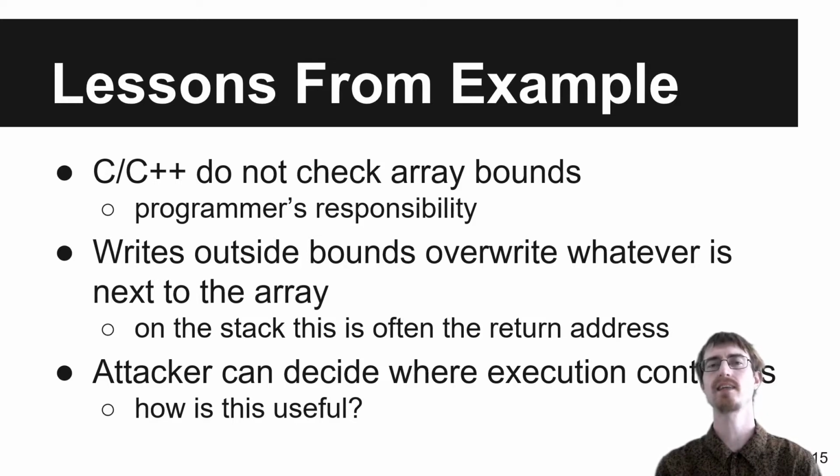So if we're going past the end of an array, it doesn't check. It just lets us, and we override whatever is next to it. So it is now the programmer's responsibility to make sure that they enforce array bounds. So, if you write outside the bounds of an array, then you overwrite whatever is next to the array. And if the array lives on the stack, it's often the return address, which is right next to the local variables. And then the attacker gets to decide where execution continues, because they overwrote the return address.